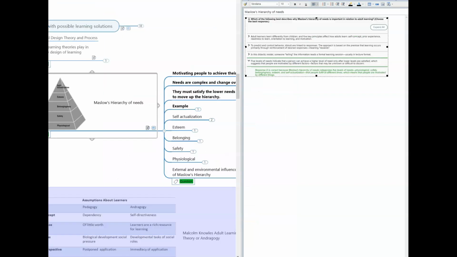Another learning theory is Maslow's hierarchy of needs. Question. Which of the following best describes why Maslow's hierarchy of needs is important in relation to adult learning? 5 levels of needs indicate that a person can achieve a higher level of need only after the lower levels are satisfied, which suggests that people are motivated by different factors that may be unknown or difficult to discern. This is correct because Maslow's hierarchy of needs categorizes 5 levels of needs: physiological, safety, belongingness, esteem, and self-actualization. People are at different levels at different times, which means that people are motivated by different things.